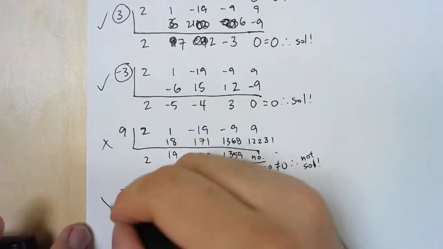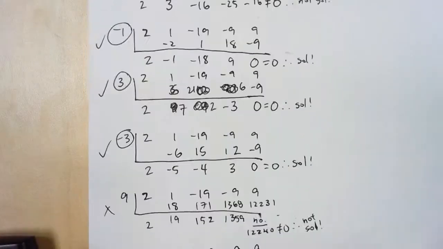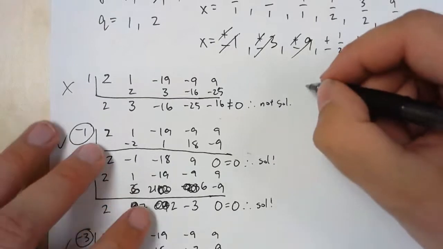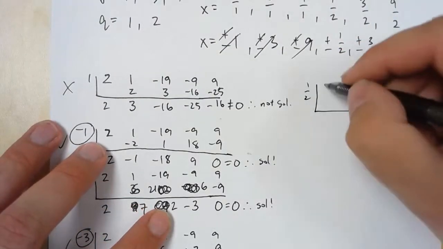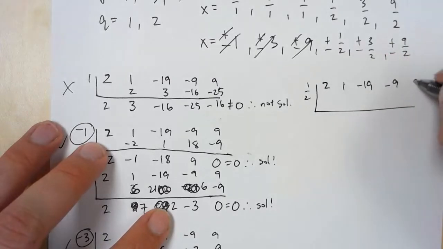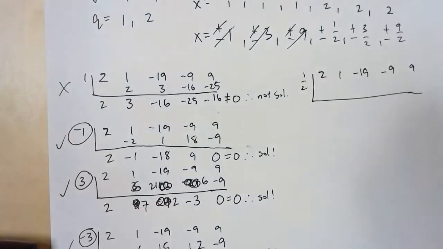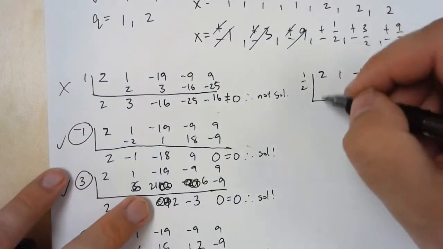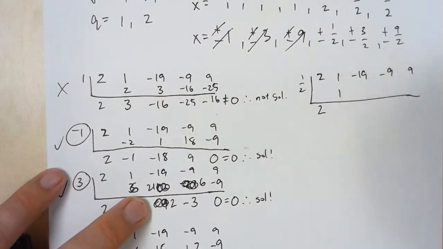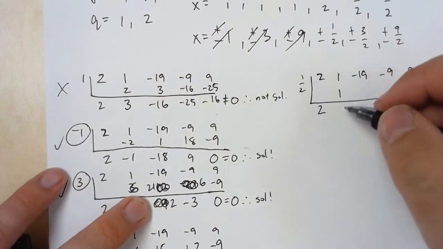So no on that one, no on that one. The 9s didn't work out. Okay, so that's all of our whole numbers. Let's try positive 1/2 first. Maybe we'll get lucky. So positive 1/2, 2, 1, negative 19, negative 9, and positive 9. Okay, so 2 times plus 0 is 2. 2 times 1/2 is 1. 1 plus 1 is 2.